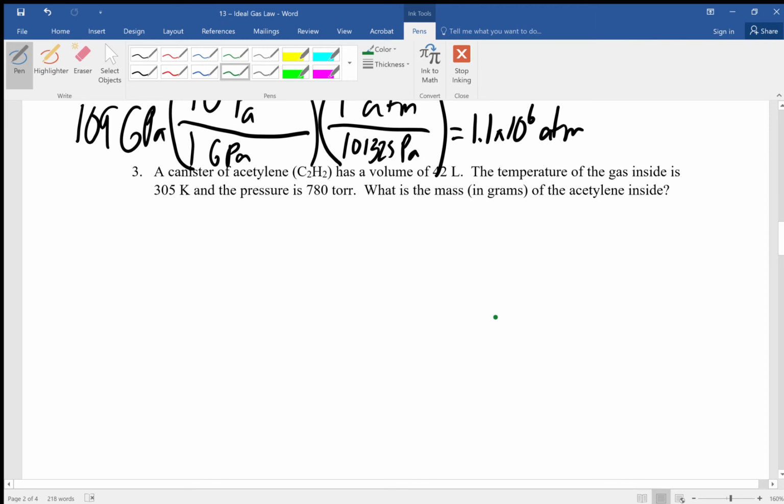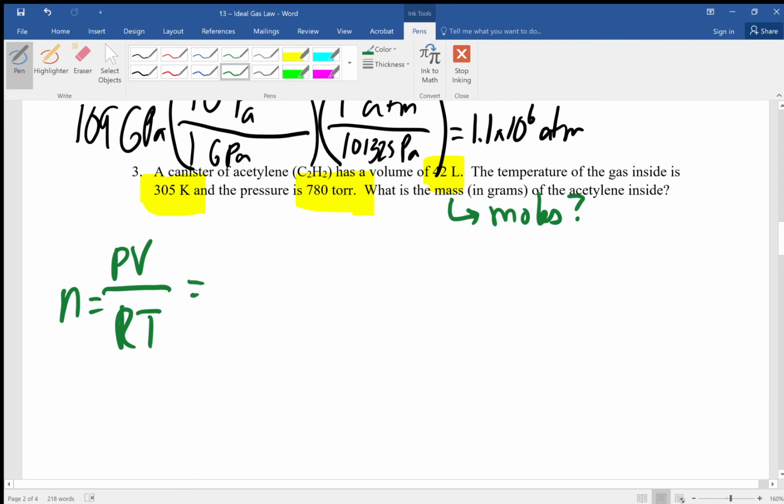All right, question 3. You can see we're given a volume, a pressure, and a temperature. And we're looking for mass. Again, mass doesn't show up directly, so if we're going to find mass, that means we must be solving for moles. Now we can rearrange the ideal gas law to solve for moles. n is equal to PV over RT.